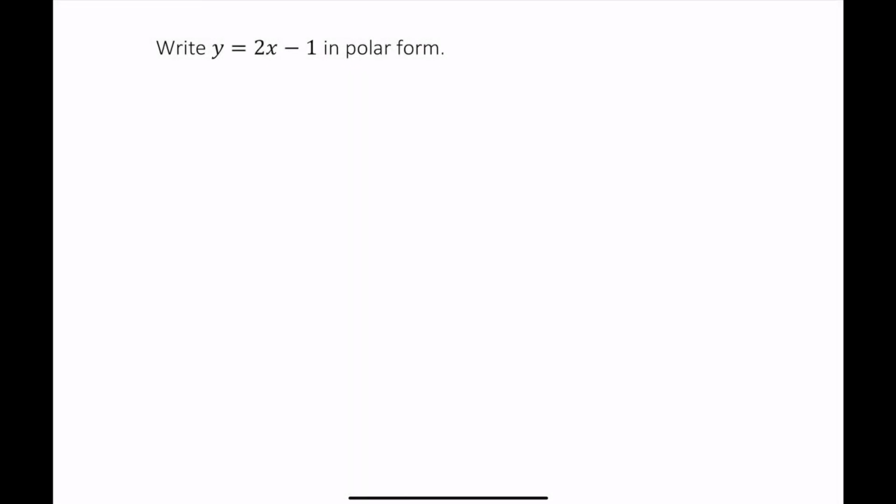Welcome. In this video, I'm going to demonstrate how to convert from a Cartesian equation to an equation in polar form. And before we go on, let's recall our tools when working with polar coordinates. We have x squared plus y squared equals r squared. x equals r cosine theta and y equals r sine theta.